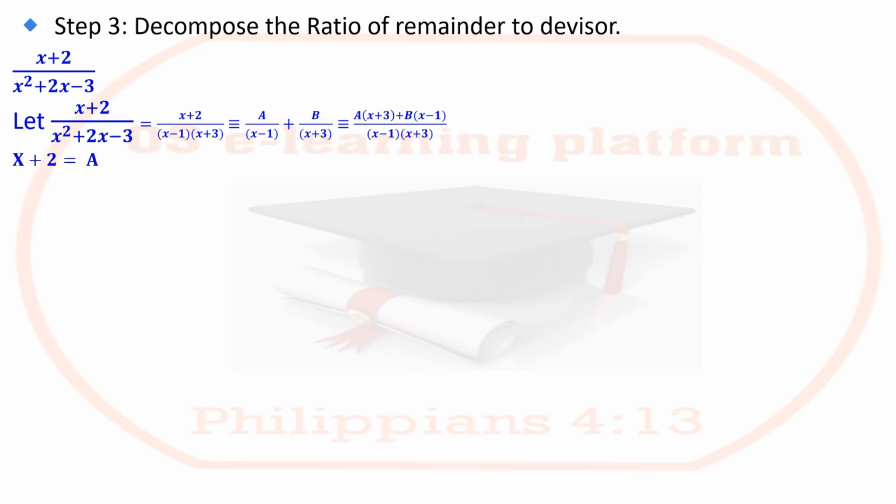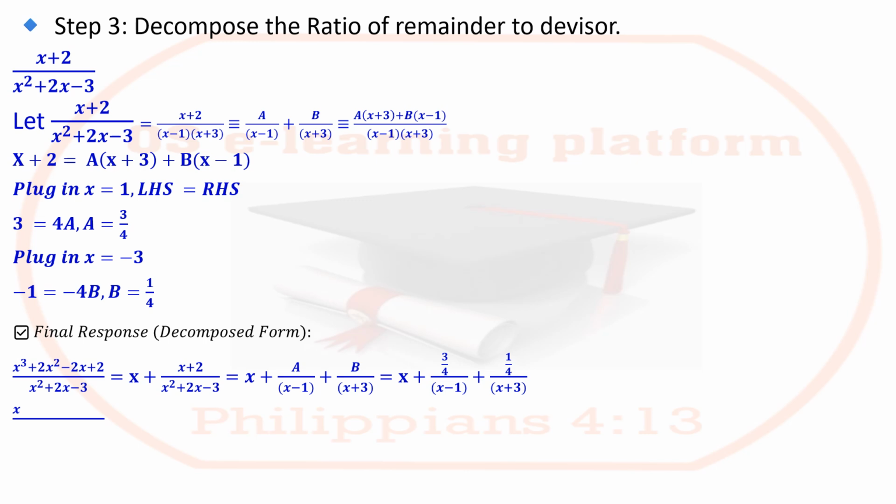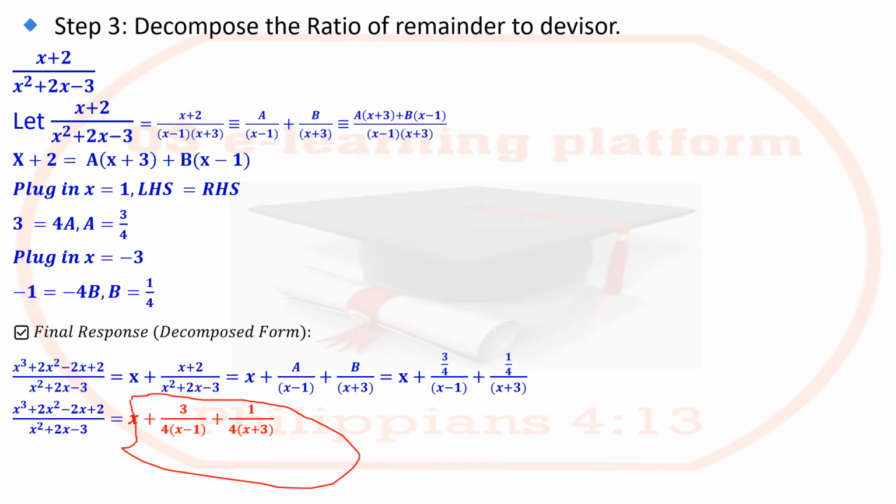So simplifying everything, looking at the numerator, I plug in x equal to 1, my a is 3 over 4. Plug in x equal to negative 3, my b will be equal to 1 over 4. And guess what? My final response, that is the decomposed form, will be as simple as that. That will be the response. Since they want me to just decompose, this will be the final thing, the final decomposed response.